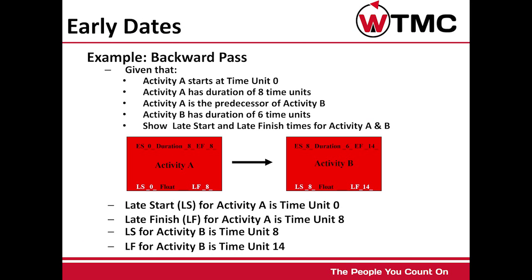Here is an example for determining backward pass. Given that activity A starts at time unit 0, activity A has duration of 8 time units. Activity A is the predecessor of activity B. Activity B has duration of 6 time units. It will show late start and late finish times for activity A and B.